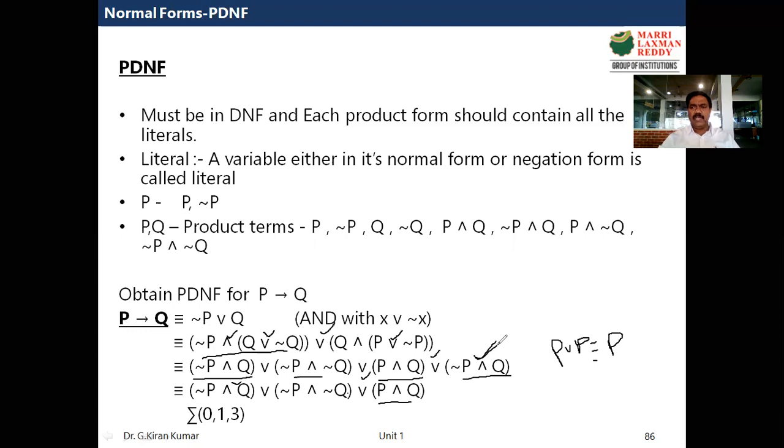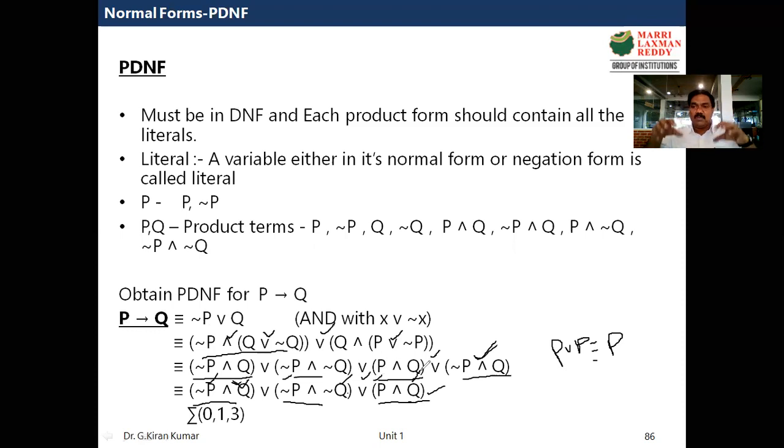Fine. Now the PDNF, of course, up to this we can stop here and then say this is the equivalent PDNF. Why? Because why it is in PDNF? See, these are product terms. Product terms are separated with R. Not only that, each product term is containing all the literals. That is important. See, in this product term, both the literals are there. P literal is there, Q literal is there. Here also P literal is there, Q literal is there. Here also P literal is there, Q literal is there. So that is the important.